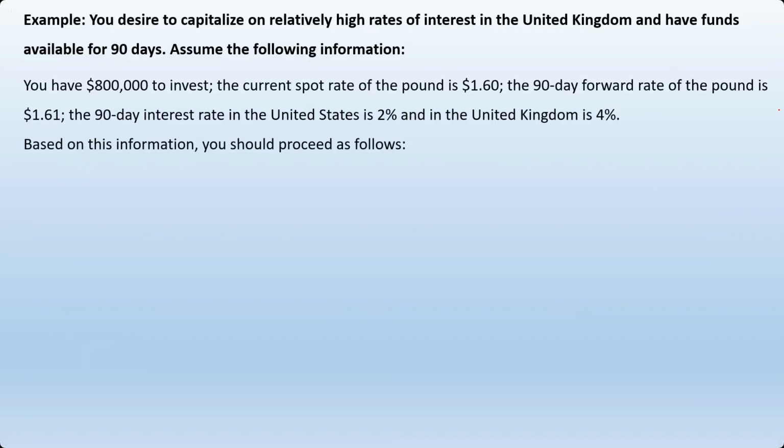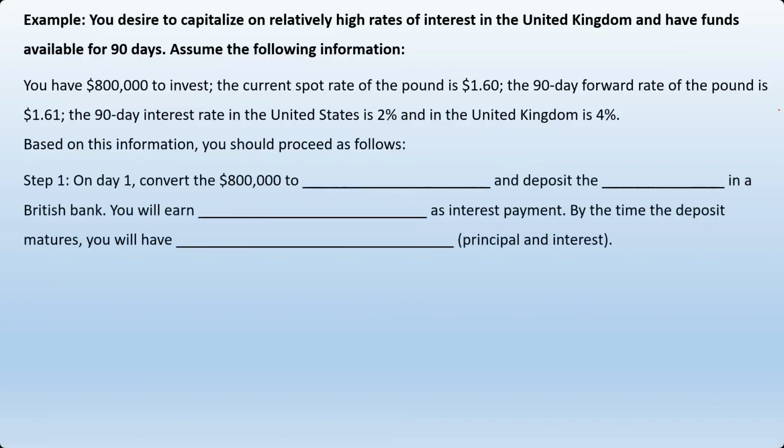So you have 800,000 to invest. The current spot rate of pound is 1.6. The 90-day forward rate on pound is 1.61. And the 90-day interest rate for US is 2%, for UK is 4%. And what you're gonna do is that on day one, you sell your US dollar, convert it to British pound on the spot market. The spot rate is 1.6. So you're gonna have 500,000 British pounds. You're gonna deposit this 500,000 British pounds in the British bank.